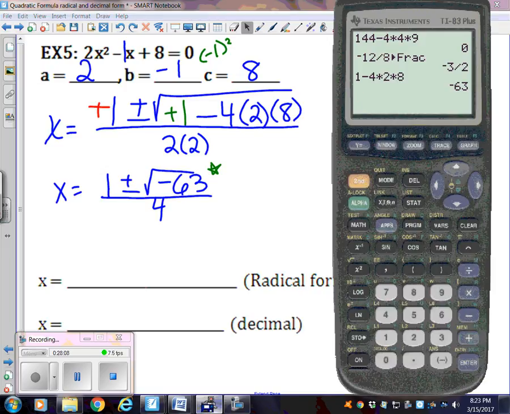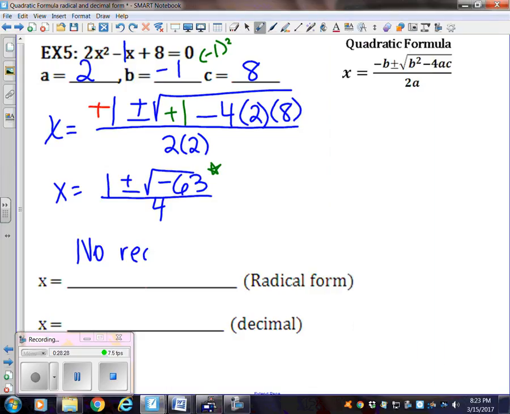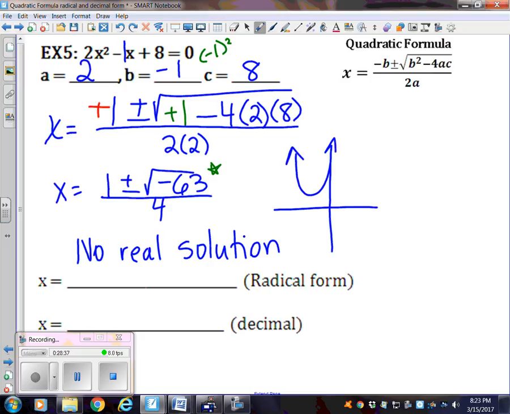If I tried to put that in the calculator, 1 plus the square root of negative 63, closing the parentheses, it's going to tell me that the top part gives me a non-real answer. So that means this one has no real solution. That pretty much means this parabola does not touch the x-axis. So there's no radical form and there's no decimal form. This one has no real solution.